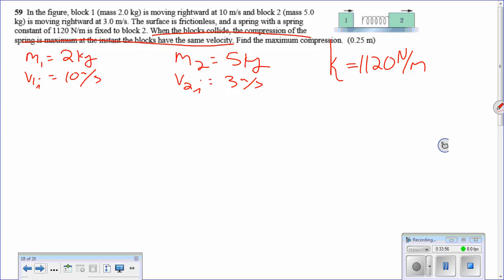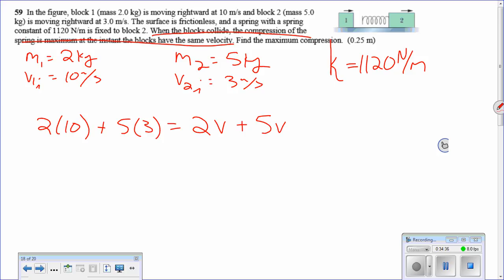It's in the same way that knowing that your centripetal acceleration to go around a loop has got to be at least g at the top. It's one of those things that comes up. All right, so we've got to find maximum compression. So basically I want to figure out the velocity at the instant they have the same velocity. So 2 times 10 plus 5 times 3 has got to equal 2 times v plus 5 times v, right? This is the momentum before they collide. This is what the momenta would look like when they have the same velocity.